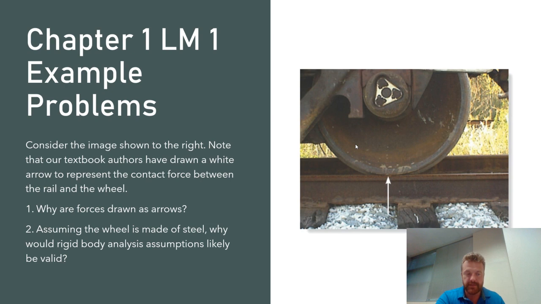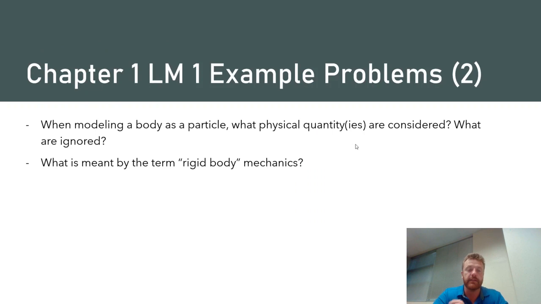And assuming the wheel is made of steel, why would rigid body analysis assumptions likely be valid? Well, there's lots of different loading going on on that wheel, assuming it's sitting stationary. But by and large, if it's just the weight of the wheel itself, along with some other weights that it may be supporting, under that loading condition, if it's made of steel, it's not going to deform. So if its physical shape doesn't change, then rigid body analysis is good.